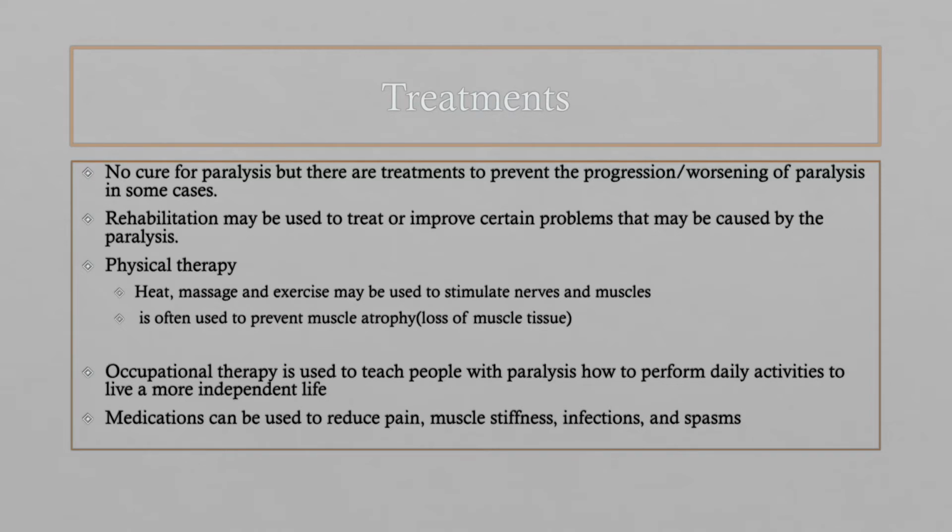Physical therapy, which includes the use of heat, massage, and exercise to stimulate nerves and muscles, is often used to prevent muscle atrophy, which is the loss of muscle tissue due to lack of use of the muscle. Occupational therapy is also used to help teach people with paralysis how to perform some of their daily activities to help lead a more independent life. Medications can be used to help reduce pain, muscle stiffness, infections, and muscle spasms.